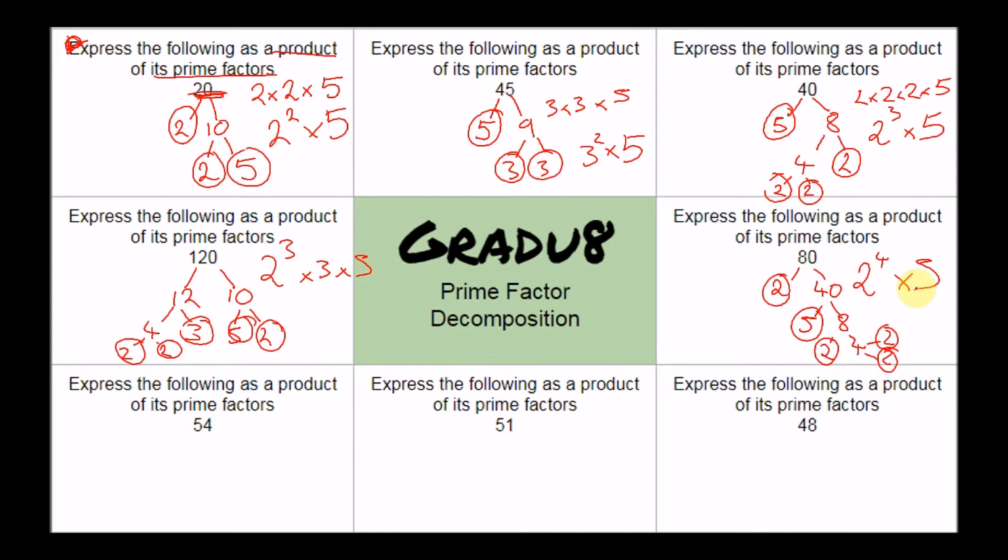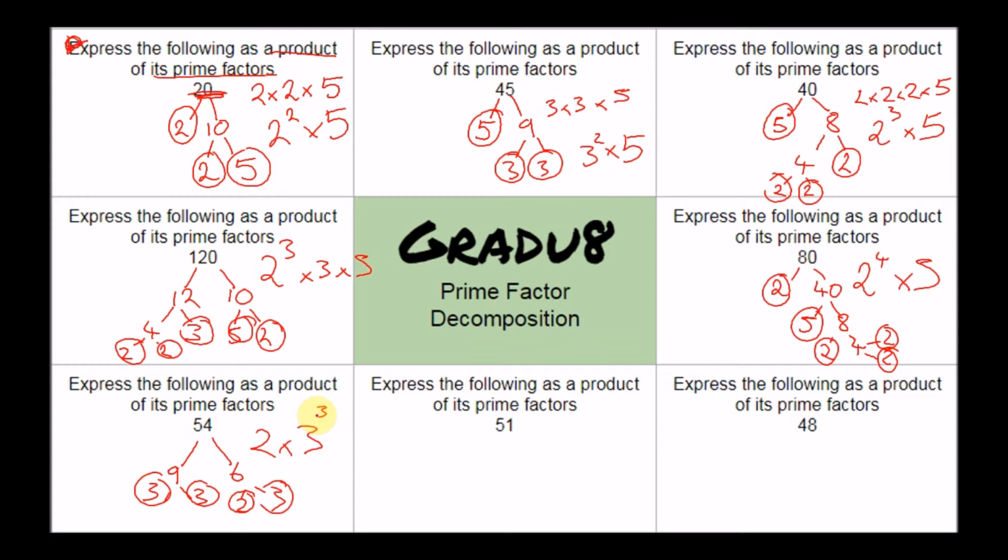Okay, next one again. I know my 9 times table, so I'm going to go for 9. And 6 breaks down into 3 and 3. And this one is 2 and 3. Okay, so you can have 2 times 3 to the power of 3.